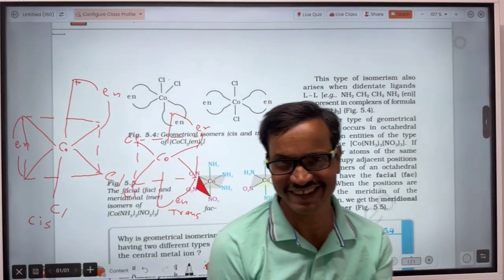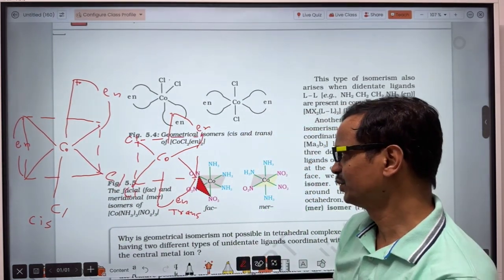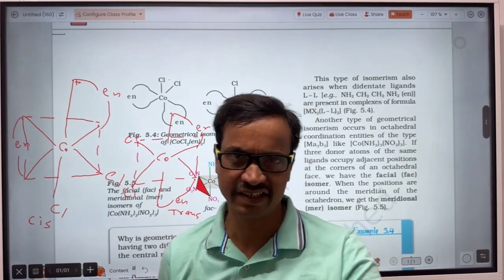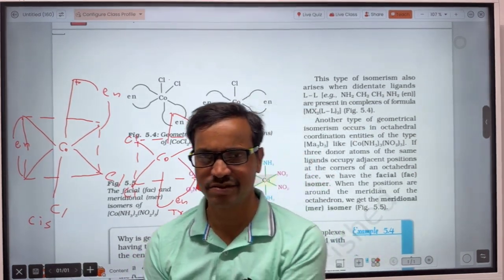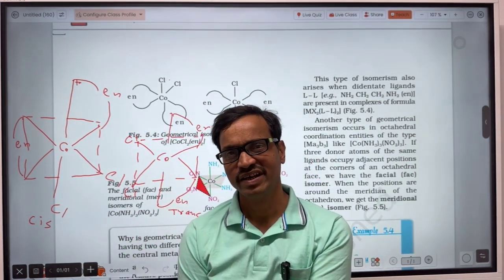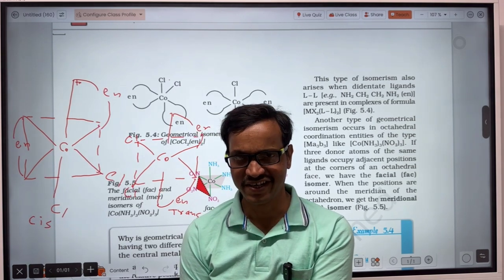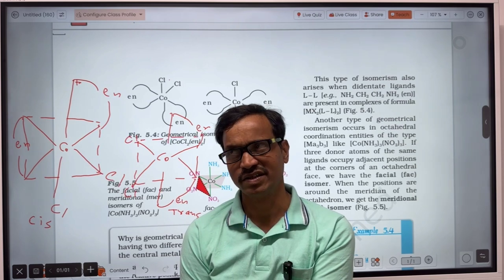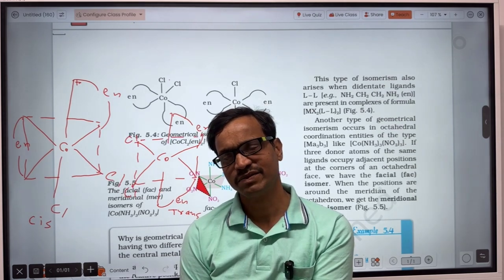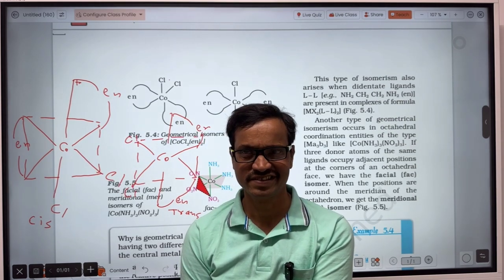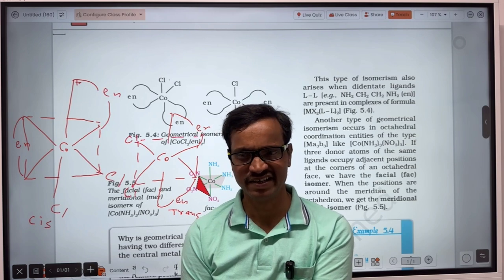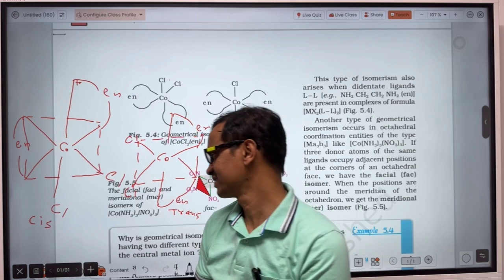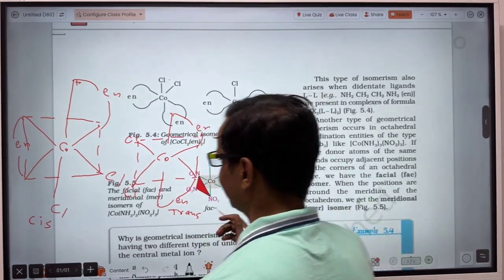Guys, it is very easy. Here you will have to just watch out whether the two bidentate ligands present are on the same plane or on different planes. If the bidentate ligands are on the same plane, then that will be called trans, and if the bidentate ligands are on different planes, then that will be called cis. Okay, now let's see here.